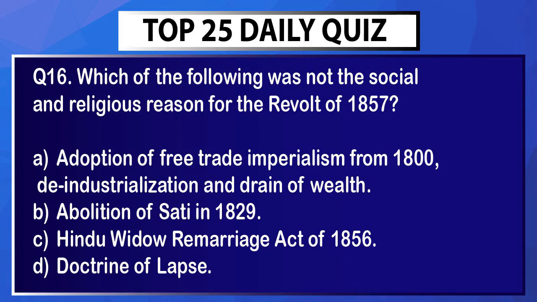Question 16. Which of the following was not the social and religious reason for the revolt of 1857? Option A. Adoption of free trade imperialism from 1800, deindustrialization and drain of wealth. Option B. Abolition of sati in 1829. Option C. Hindu Widow Remarriage Act of 1856. Or option D. Doctrine of Lapse. The correct answer is option A. Adoption of free trade imperialism from 1800, deindustrialization and drain of wealth.